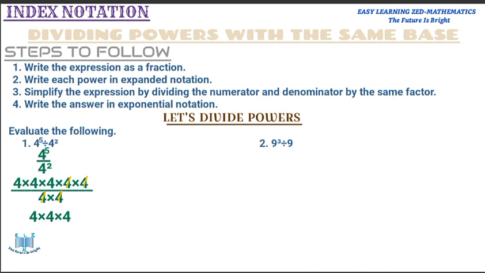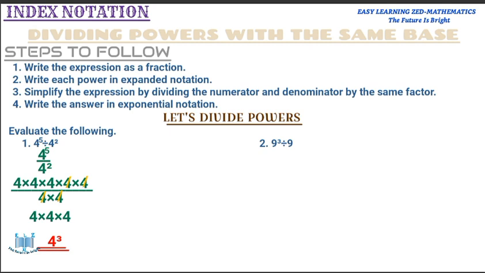So I'm going to take it as a base. Then I'm going to count how many 4s have been multiplied. There are 3, so I'm going to write 4 to the power of 3. That is the final quotient I found. So dividing 4 to the power of 5 by 4 to the power of 2 is equal to 4 to the power of 3.